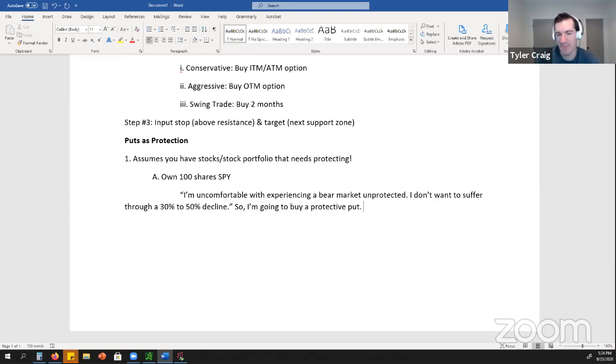Instead of what? Well, maybe you use a stop loss. I don't want to use a stop loss. Maybe this is a long-term position and I don't want to get shaken out. I just want to overlay insurance on top of my stock position. So the basic idea: A, you own shares of a stock, in this case the S&P. B, I'm going to buy one put option because it gives me the right to sell 100 shares. So you buy one put option and it gives you the right to sell 100 shares. If you owned 200 shares, you'd buy 2 put options.